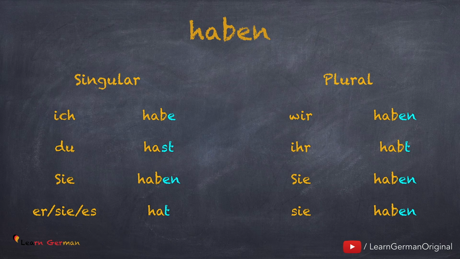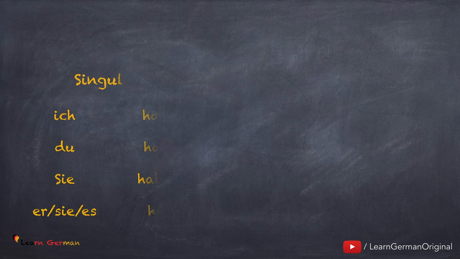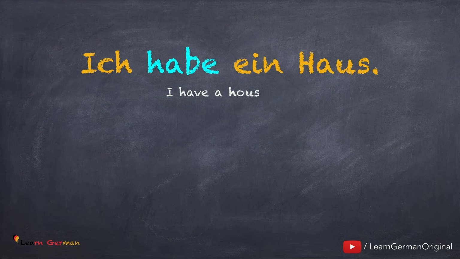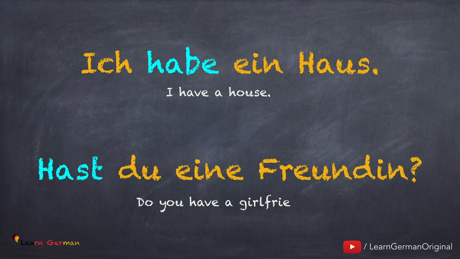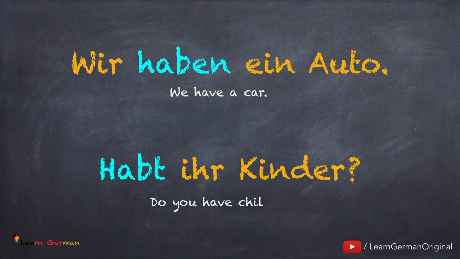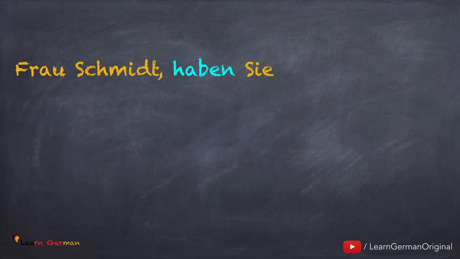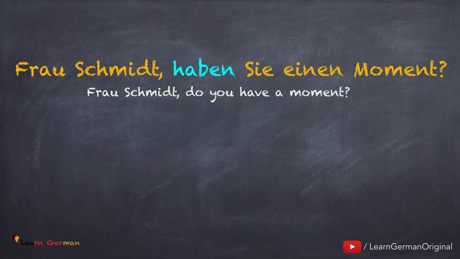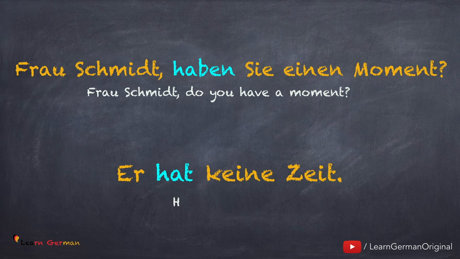Now let's look at a few sentences where haben has been conjugated and being used as a verb. Ich habe ein Haus. Hast du eine Freundin? In each sentence, please concentrate on the subject and the conjugated verb. Wir haben ein Auto. Habt ihr Kinder? You can always refer back to the table to make sure about the conjugated verbs according to the subject. Frau Schmidt, haben Sie einen Moment? Hat keine Zeit.